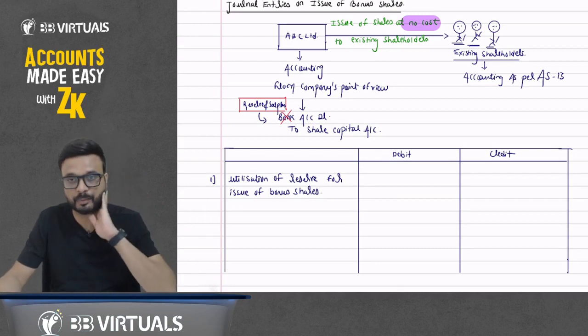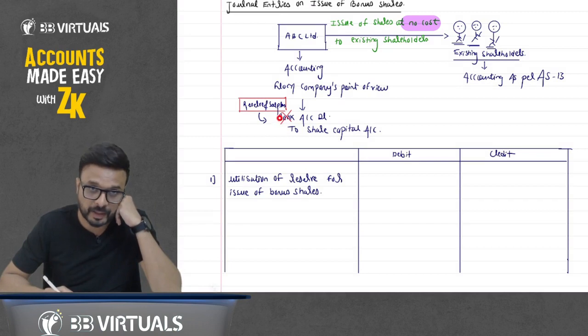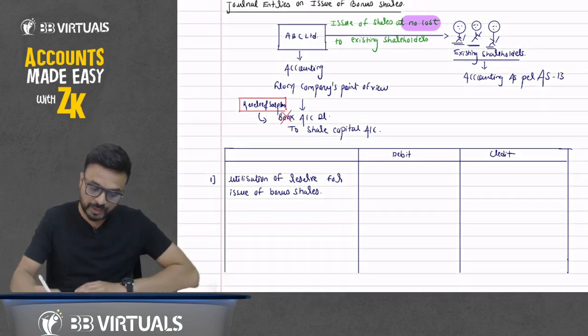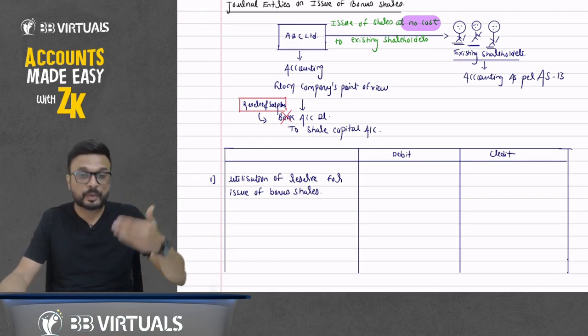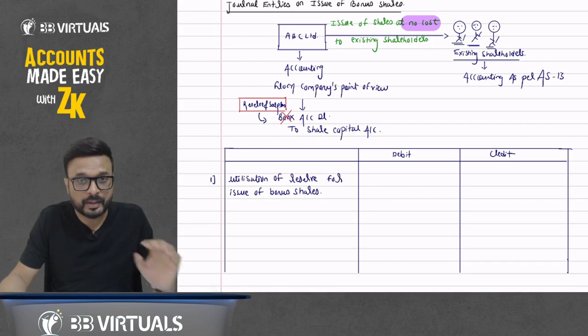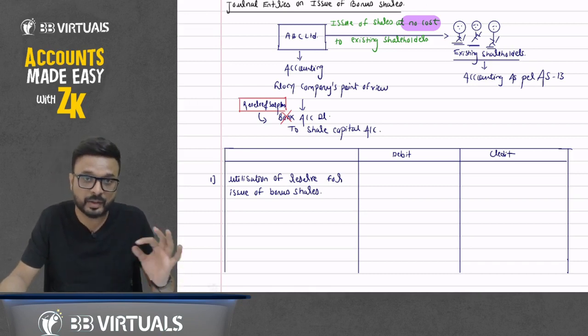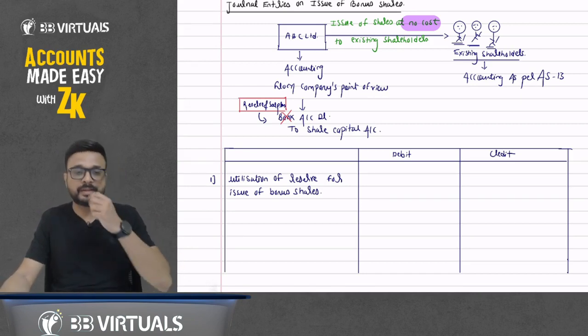You can understand this point. What happened? We cannot debit the bank account. We have to utilize some reserve. So which reserve can we utilize? Do you remember, yesterday we discussed the CRR account. What is the CRR account? Capital Redemption Reserve Account.